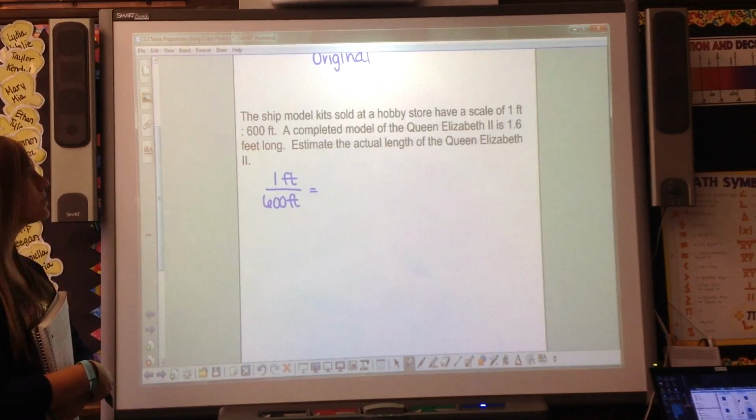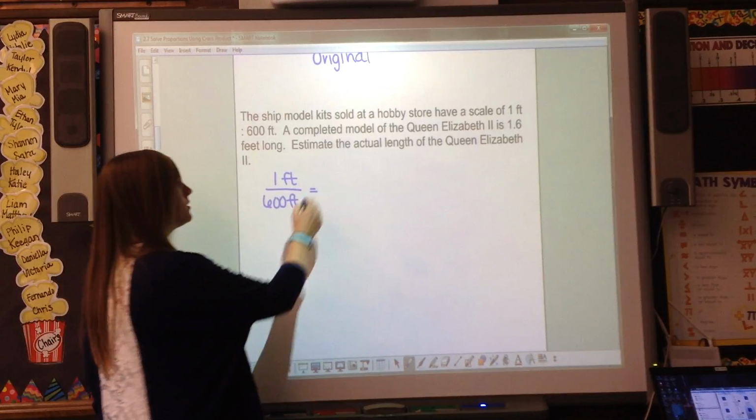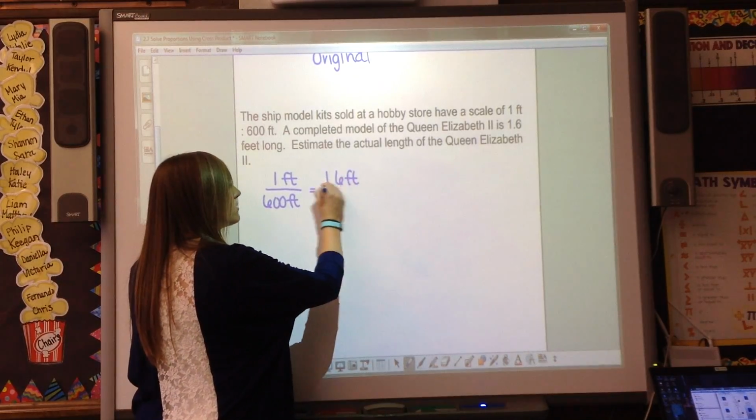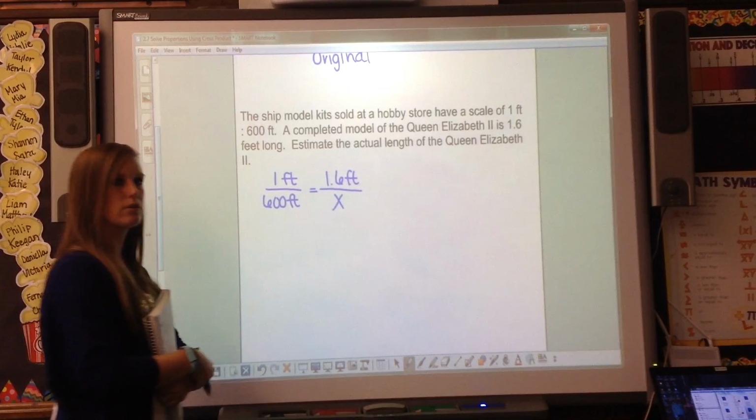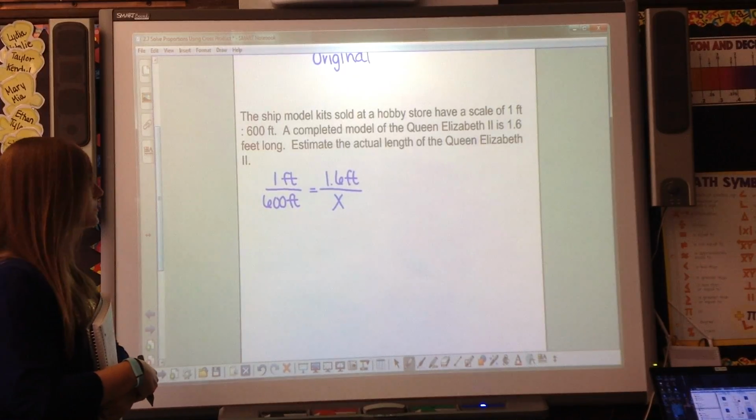A completed model of the Queen Elizabeth is 1.6 feet long. Model. And we're trying to find the original. Model over original. Once you have the proportion set up, you can solve it.